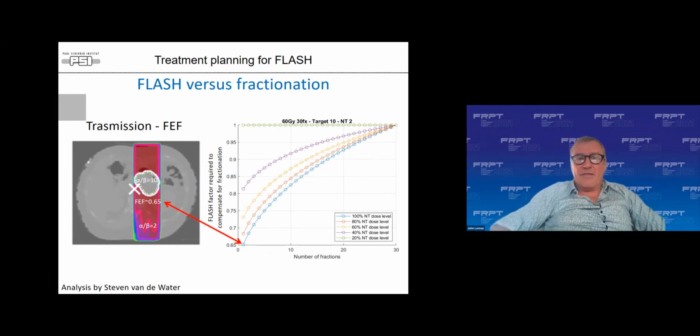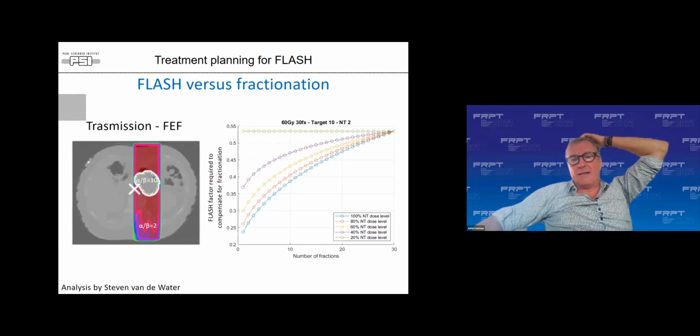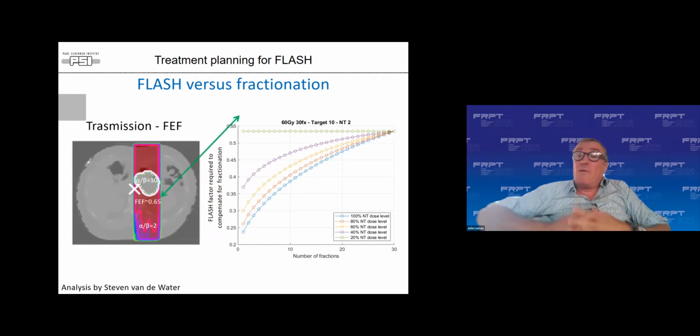So in fact, here, the flash effect would potentially compensate for not using fractionation, which is sort of good news. But remember, of course, that that transmission plan has a much higher integral dose. If we calculate it here, it's nearly 2 times higher total dose to all the normal tissues. So if we factor that in as well, we can see that even in this case, we may not get enough flash effect to compensate for fractionation and the lack of conformation that such a technique, such as a single field transmission beam, would deliver. And I think this is an important take-home message.